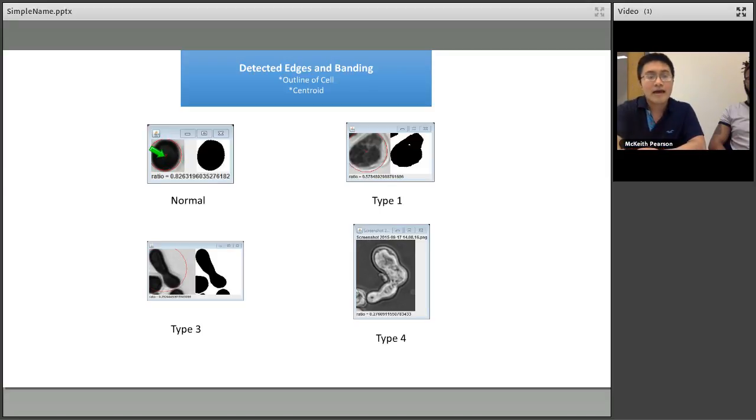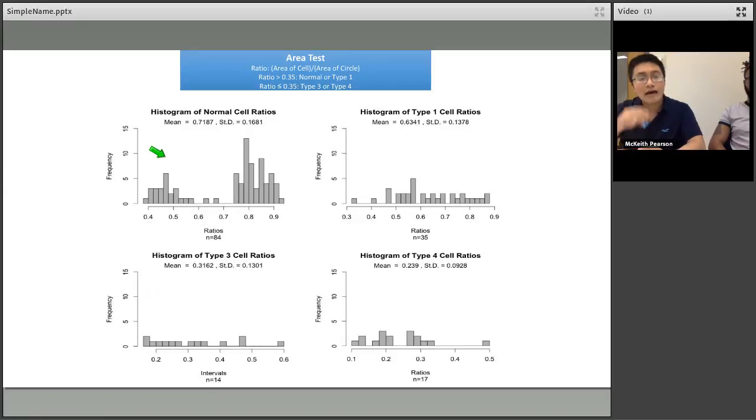As an example, we took an image from each type that we could find. So a normal, a type 1, a type 3, and a type 4. And here you see a histogram of our calculations. Some things to note are that on the top left, you see the normal cell ratios. It's a bimodal histogram, meaning that there are two peaks. The second peak, which is between 0.35 and 0.6, is produced by budding normal cells.